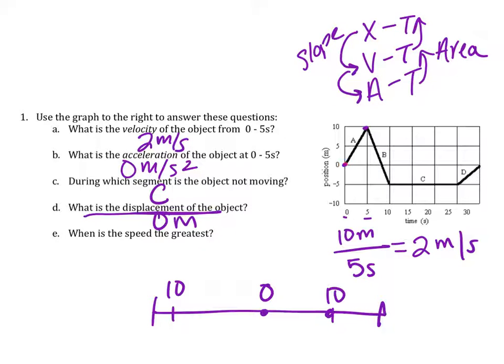Then for E, when is the speed the greatest? This is when you're looking for the steepest line. It doesn't matter if it's positively sloping or negatively sloping, because speed is just how fast, not the direction. In this case, B is the steepest. You can work this out mathematically by using slope, but you can pretty much tell that B is super steep compared to A and D. So you don't have to do the math, but you could do the slope for all 3 diagonals if you needed to reassure yourself. Right?